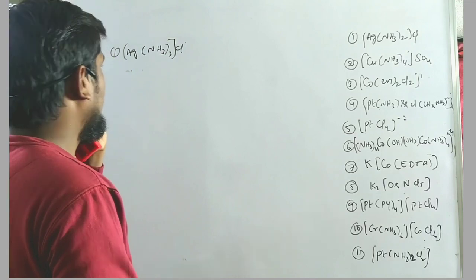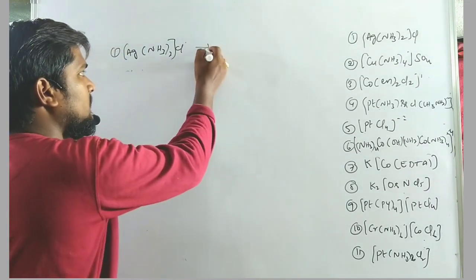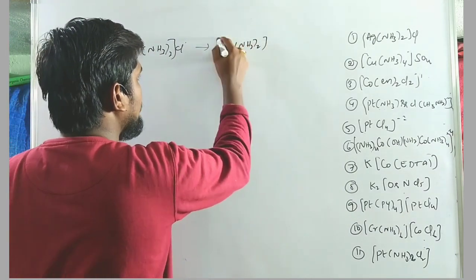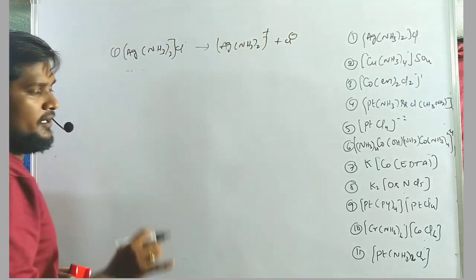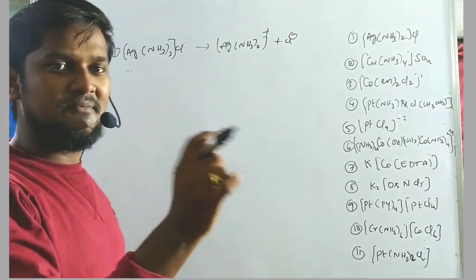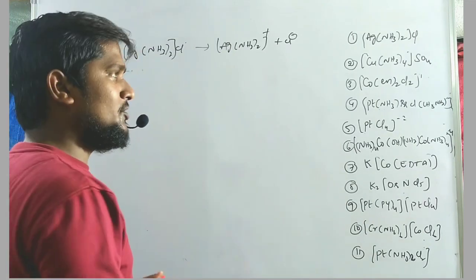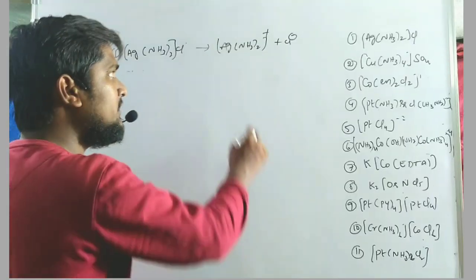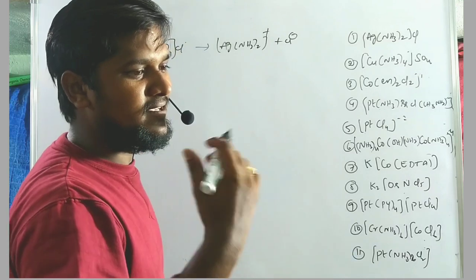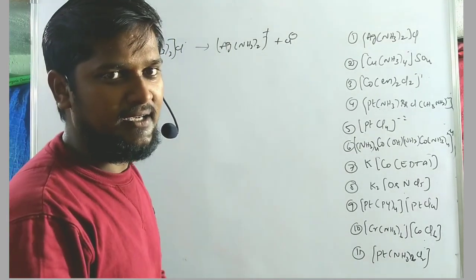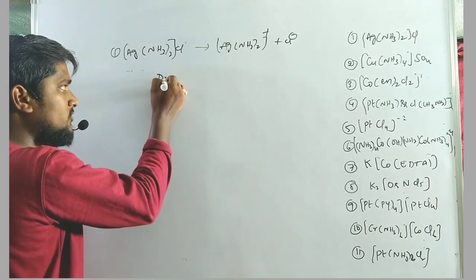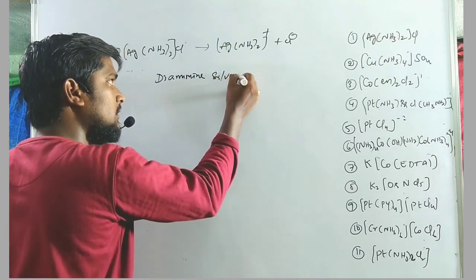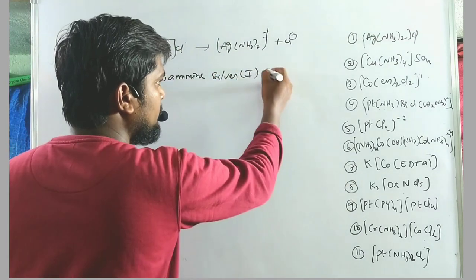The first one is [Ag(NH3)2]Cl. Let us assume here it is hydrolyzed: [Ag(NH3)2]+ and Cl−. It is the cation. According to the IUPAC first rule, cations come first followed by the anion. After the second rule, in the coordination sphere, if metal and ligands are present, the ligand comes first followed by the metal. If a ligand is present multiple times, we use prefixes like di, tri, tetra, etc. Here it is present two times, so it is called diammine silver, whose oxidation state is 1, we will calculate later, chloride.